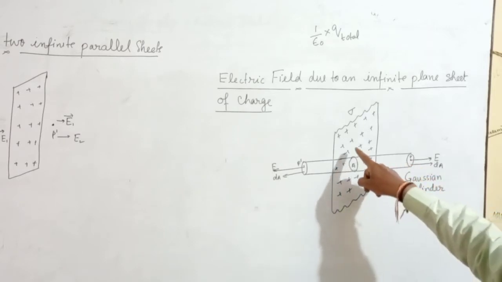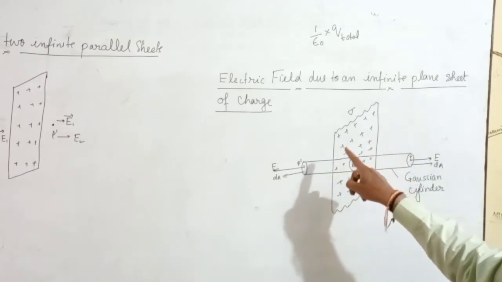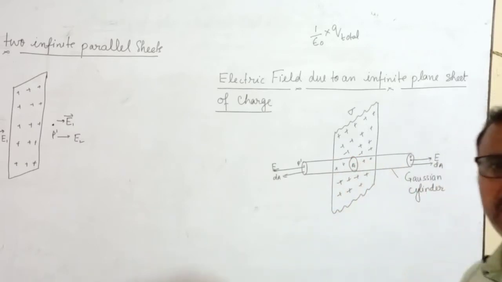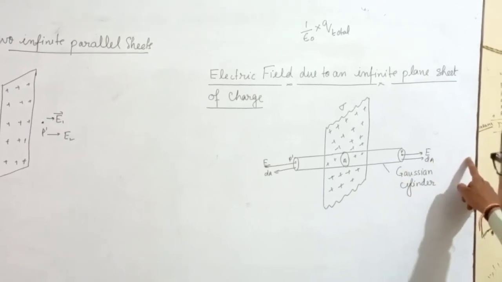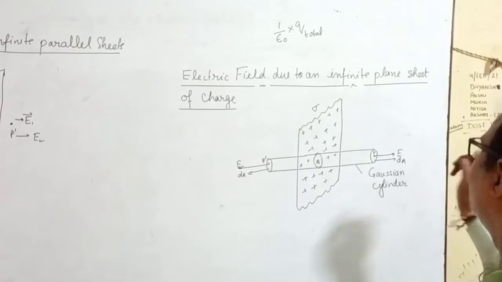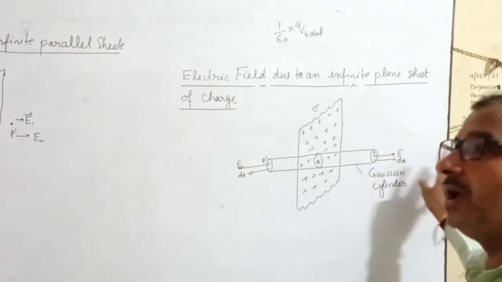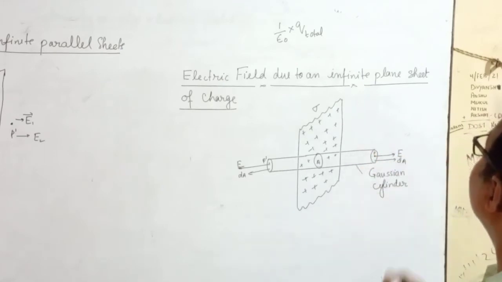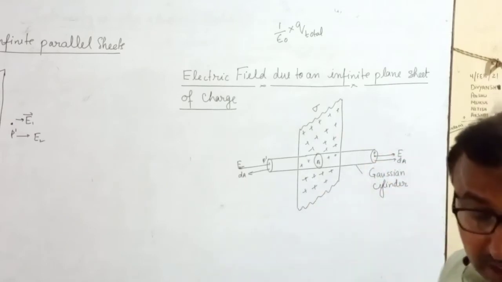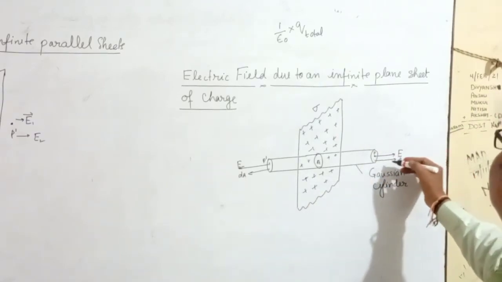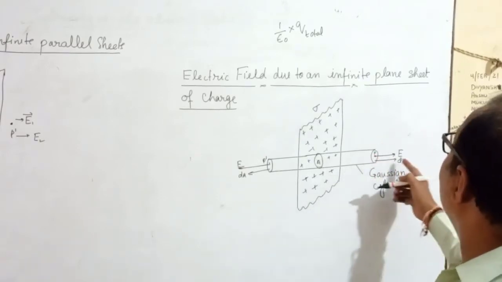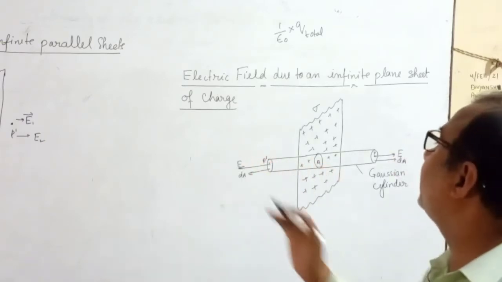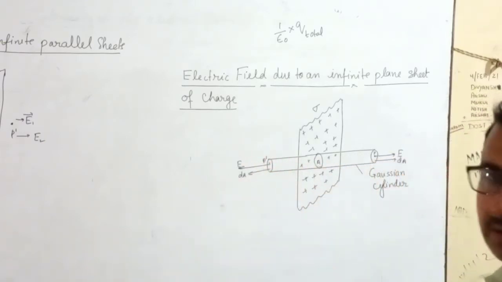Now you see, this is a positive charge. The electric field due to a positive charge is always outward. So that is E, outside. Suppose this is a small area element dA. Both are parallel. If you see this side, they are also parallel. Both sides have the same condition. This is point P, this is point P dash.